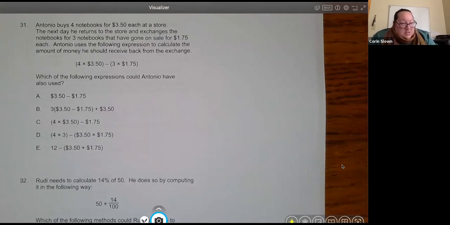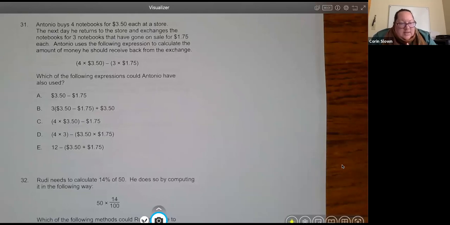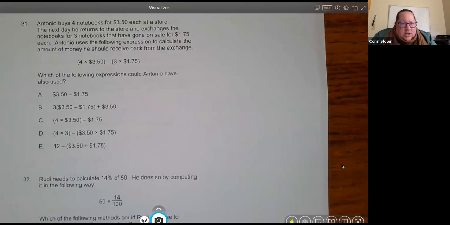So let's take a look at the expressions that are here. Right, so if we're thinking about our options, it's 4 notebooks at $3.50 each. And so he makes 1 purchase and then he returns and exchanges those notebooks for 3 that are cheaper. So the ones that have gone on sale for $1.75. So he still has 1 notebook at the cost of $3.50. And he should be getting reimbursed for the difference in cost between a $3.50 notebook and a $1.75 notebook. So let's take a look at this.